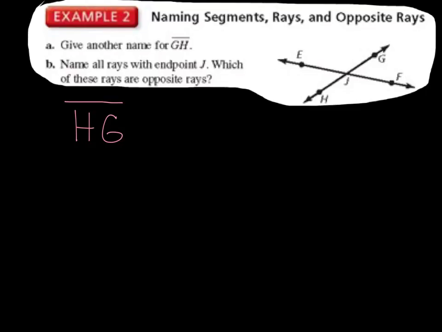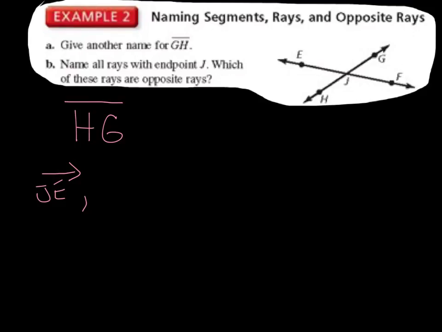Alright, so let's look at part B. Name all rays with endpoint J. So first you want to find out what endpoint J is. It looks like there's going to be a lot of them. This is the endpoint, and there are a lot of different rays. If you look at this, it'll be from here to here, from here to here, from here to here, from here to here. So it looks like there's 4 of them, but we have to know how to write those. So let's look at that first one. The ray always goes to the right, and it's going to be ray JE.